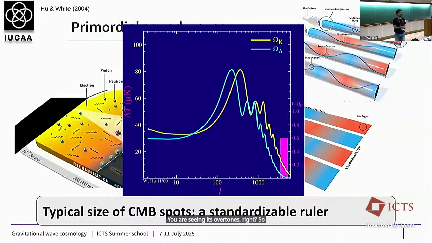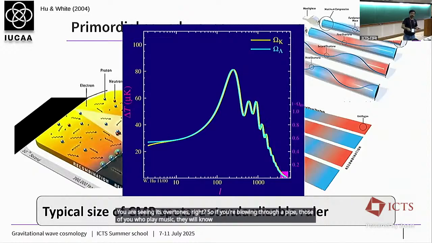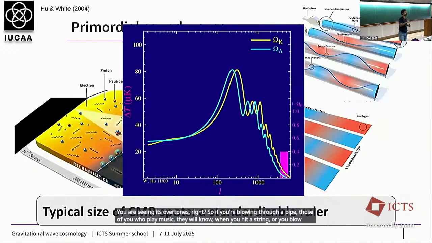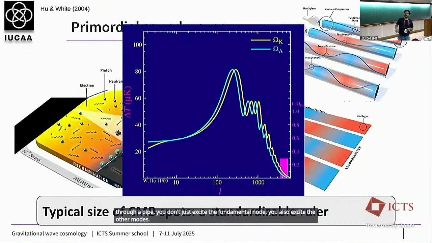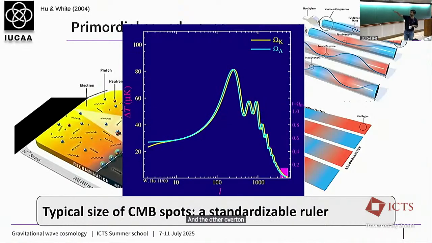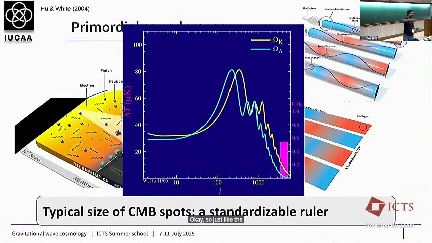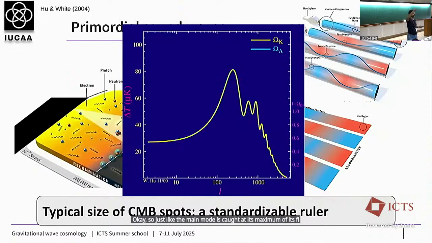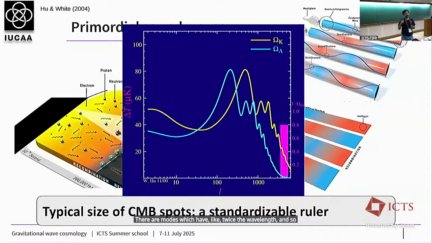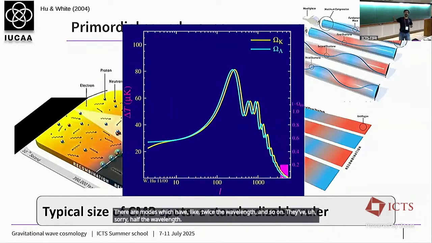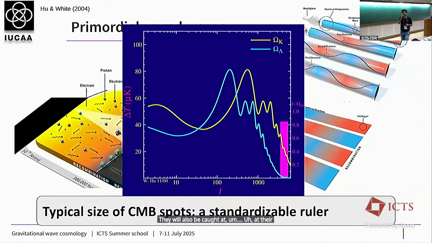Right? So if you're blowing through a pipe, those of you who play music will know, when you hit a string or you blow through a pipe, you don't just excite the fundamental mode, you also excite the other modes and the other overtones. And these are the overtones that you are also seeing. Okay, so just like the main mode is caught at its maximum of fluctuation, there are modes which have twice the wavelength, half the wavelength, and so on. They will also be caught at their maxima. Okay.